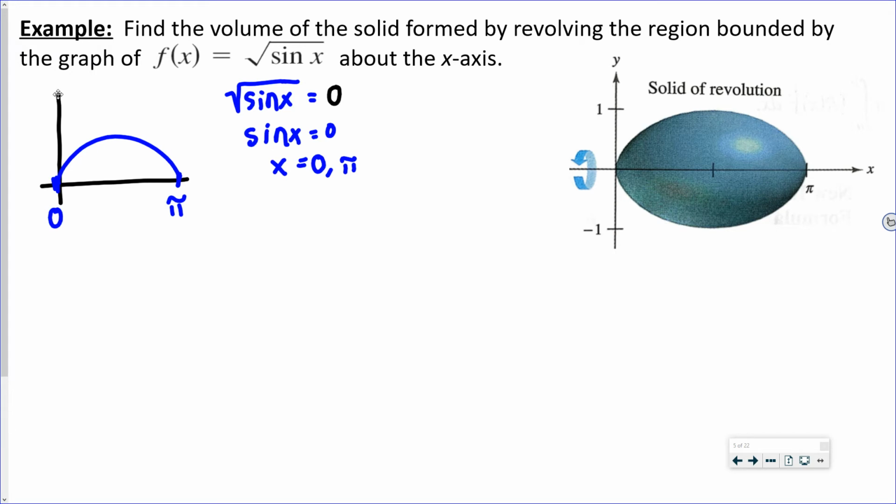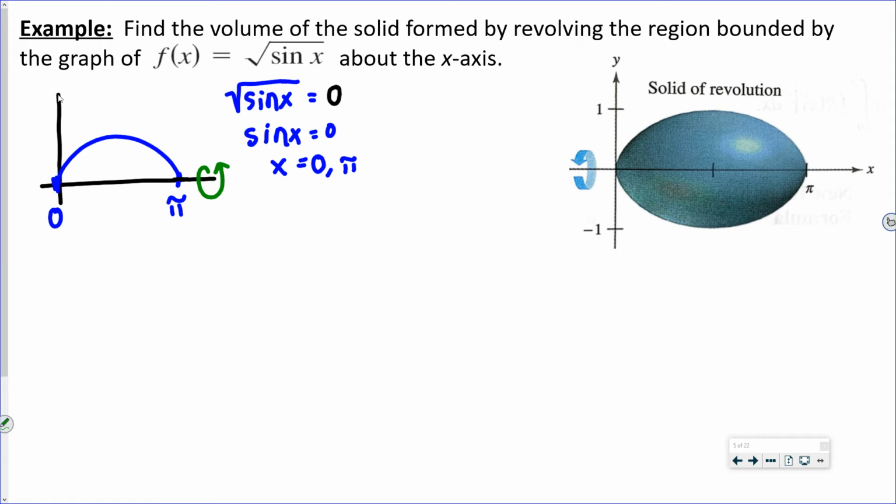If you want to, you can shade in the region. I usually don't for these ones because I like to differentiate it: I'm not trying to find the area of the region. I am trying to revolve that region about the x-axis. And I like to do this. I like to label which axis I'm revolving around.